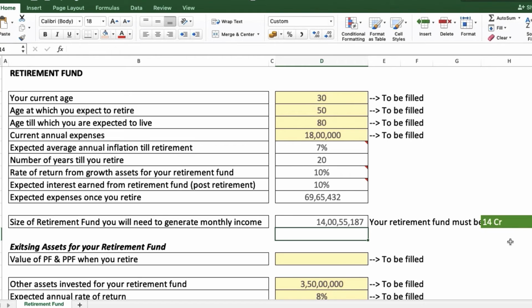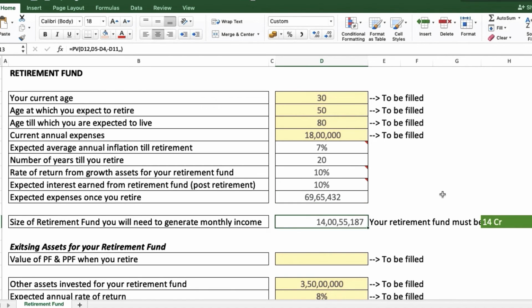So we saw that at an age of 30, if you plan to retire at 50 and your expected life is 80 years, with current living expenses of 18 lakhs per year, you need 14 crores to retire at an age of 50. The number becomes 14 crores due to inflation, because earlier when we were assuming inflation as 0% and your returns as 0%, the requirement was 5.4 crores. However, when the inflation became 7% and your returns that you expect pre and post retirement is 10%, the retirement fund requirement became 14 crores.